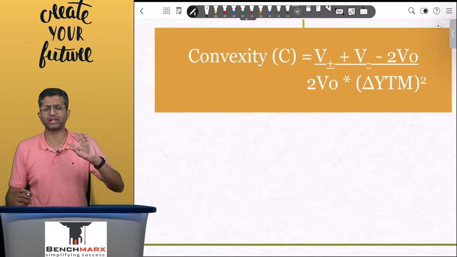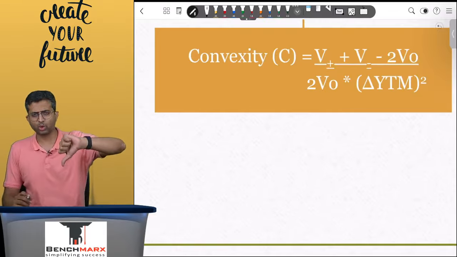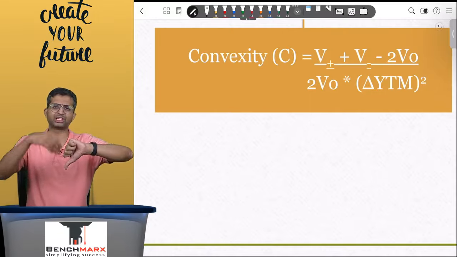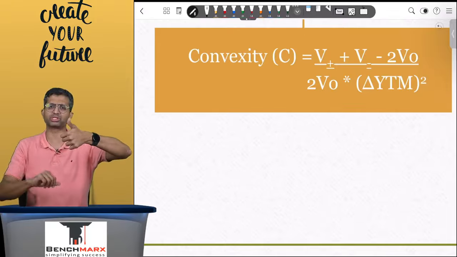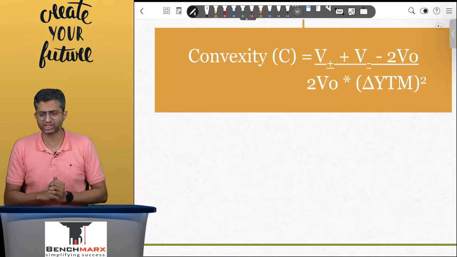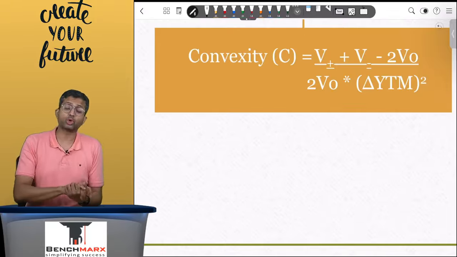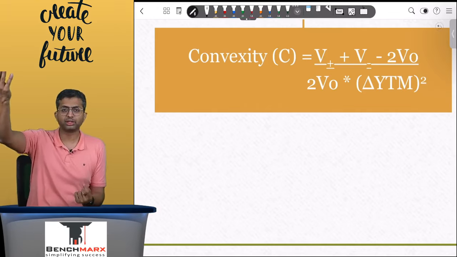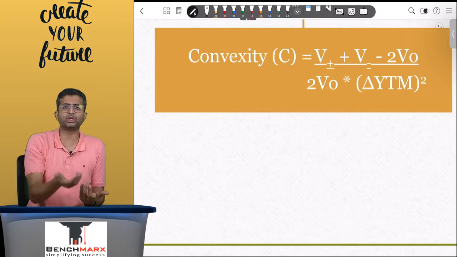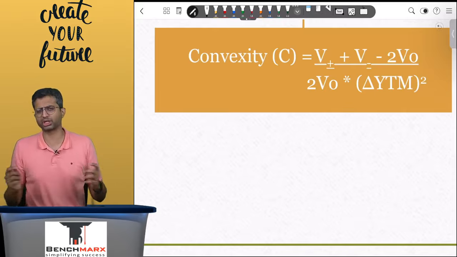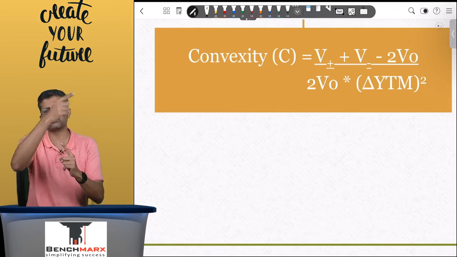So duration would say, well, that if the interest rate goes down by 1%, the price will increase by 3.63%. If the interest rate goes up by 1%, the price will decrease by 3.63%. Similarly, if the interest rate goes up by 5%, then the price should decrease by 3.63 into 5 as per duration. But that is not the case because the curve is convex in shape.